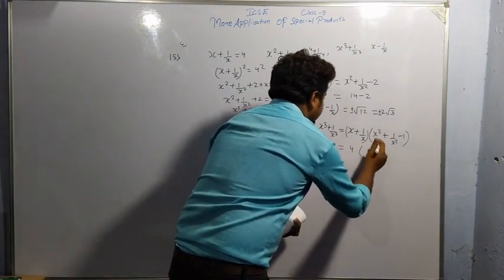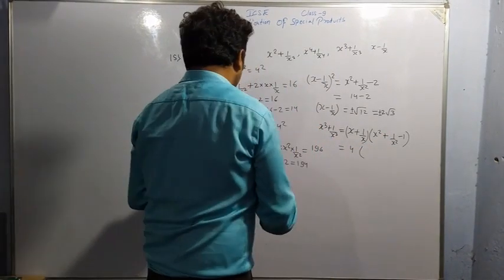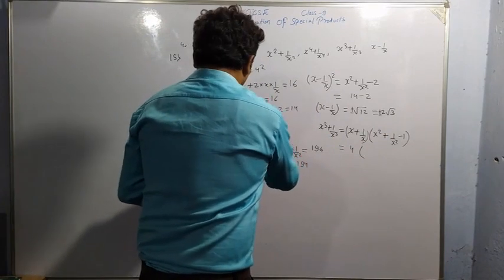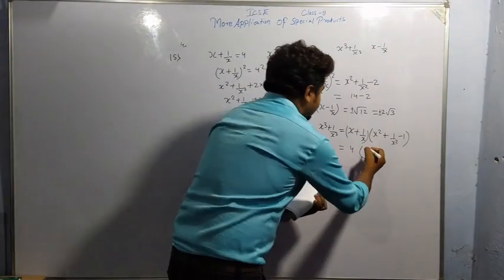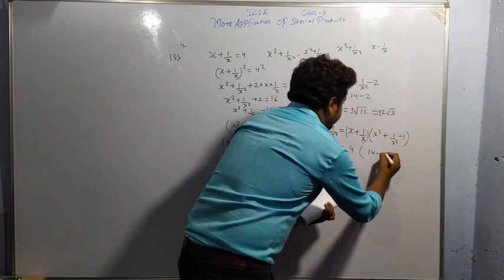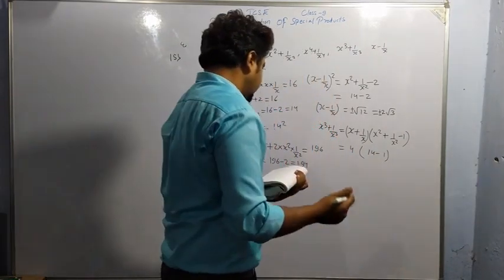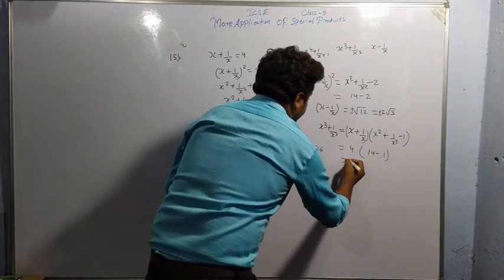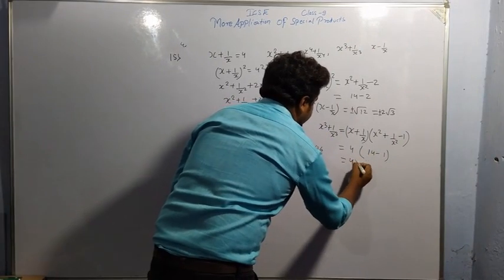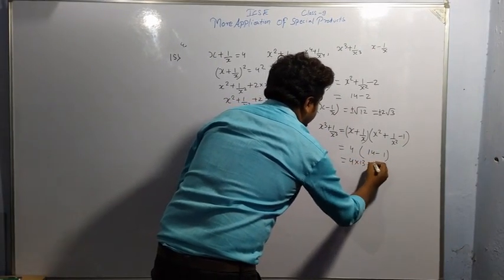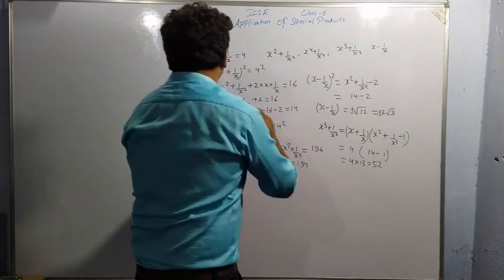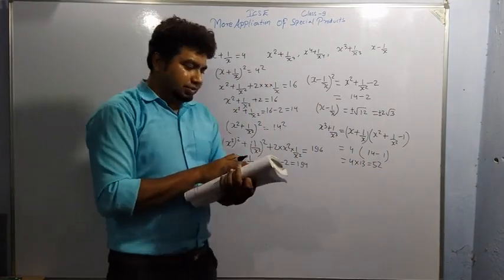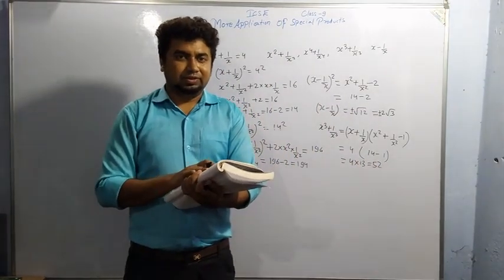And this value, x square plus 1 by x square, we know is 14. And this value is minus 1. So 14 minus 1 is 13, and 4 into 13 we are getting equal to 52. So this is question number 15. Now we'll be discussing question number 17.